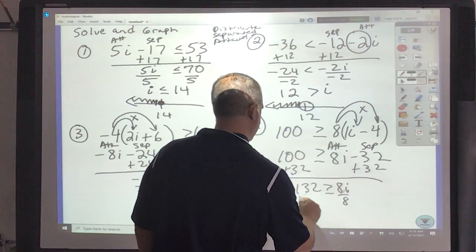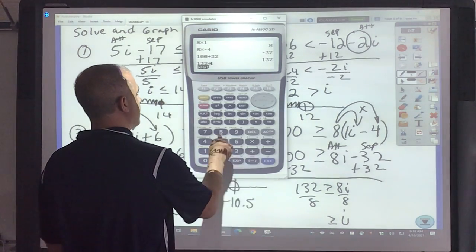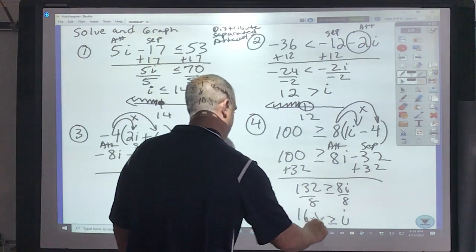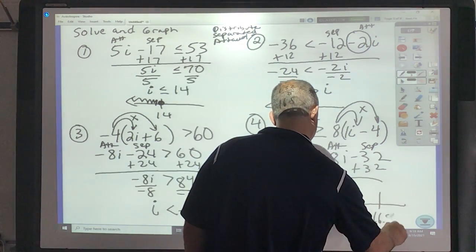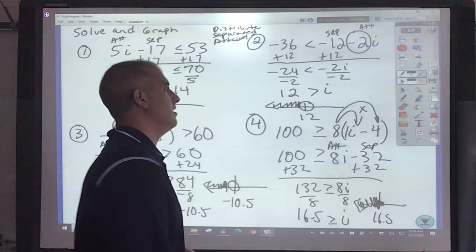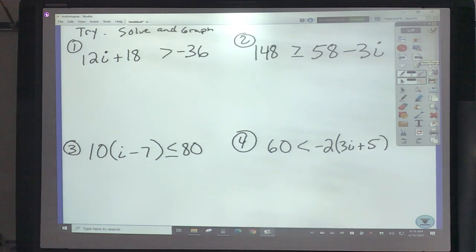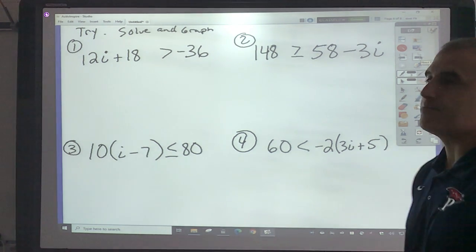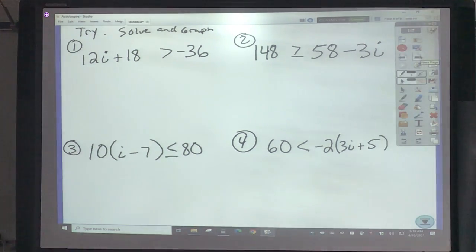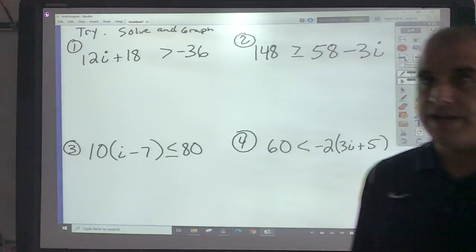And then we'll divide by 8. Okay, 132 divided by 8 is 16.5. Right, 16.5 with a filled in circle. Okay, since it's eating the number, I'm shading to the left. Okay. Let me check these before I tell you which ones I'd like you to do. Okay, go ahead and pause your video, okay, and go ahead and work on these problems. Okay, go ahead and unpause.